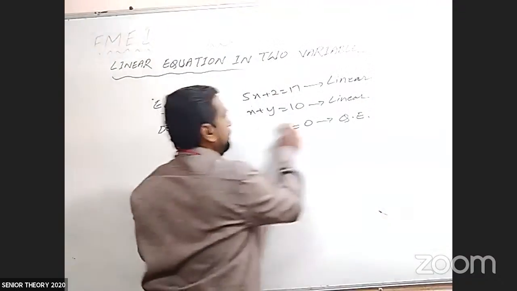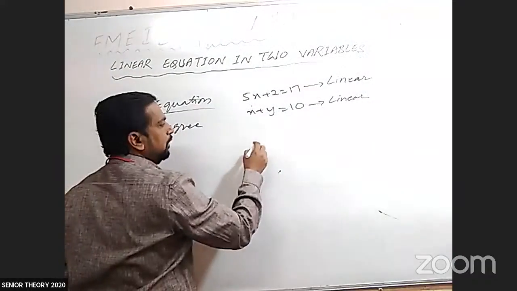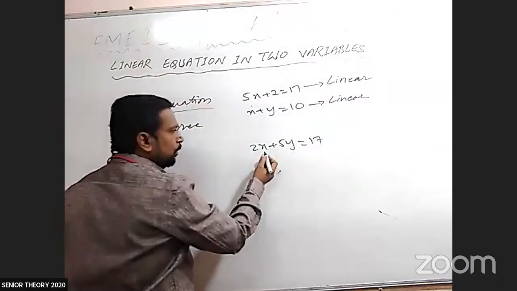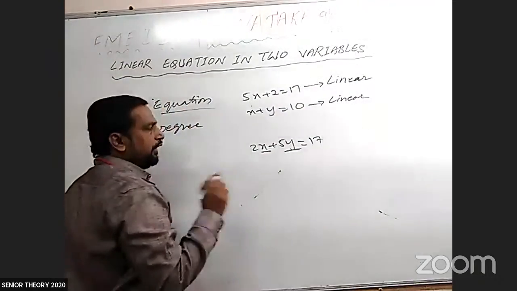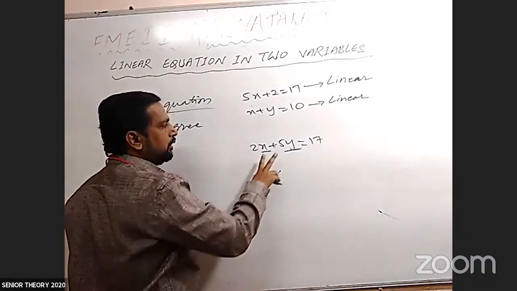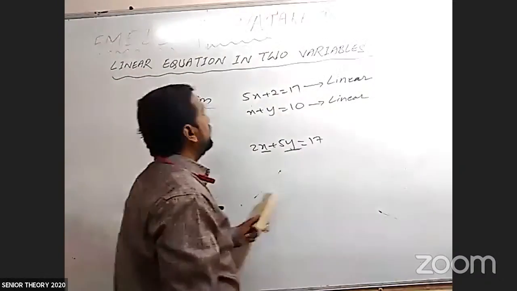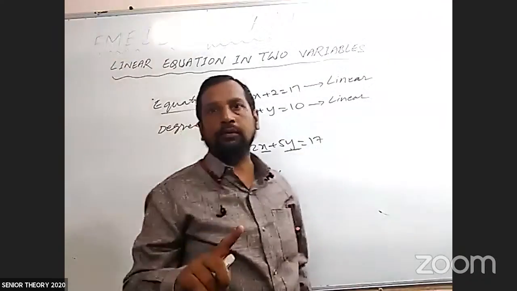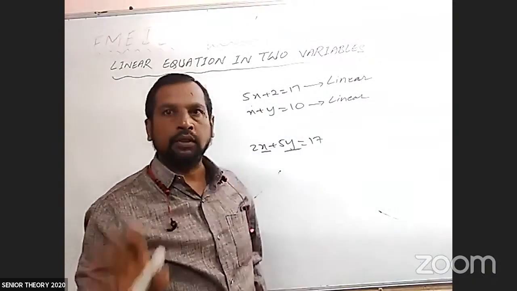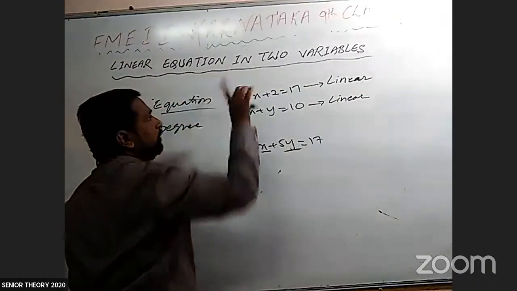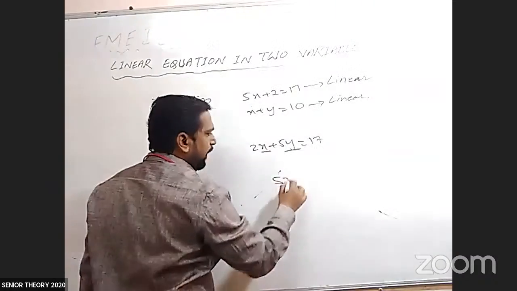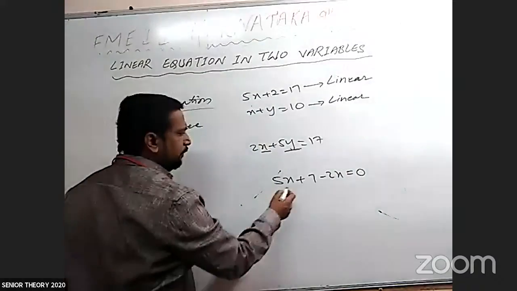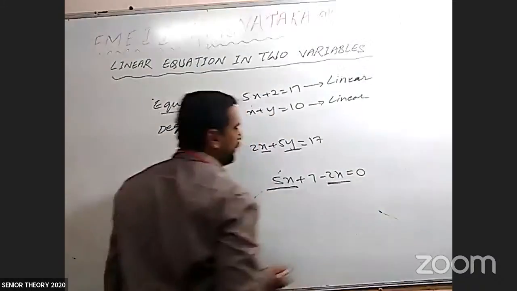Whereas in the second example, 2x plus 5y equal to 17, here two variables are there. If an equation involves two different variables, then we say it is a linear equation in two variables. If we write the same variable more than one time, then also we say it is a linear equation in one variable. For example, 5x plus 7 minus 2x equal to 0. Here we have written x at two different places.